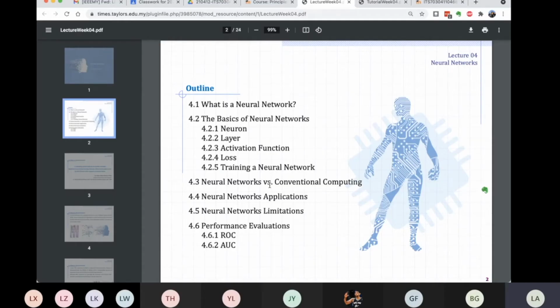In our lecture here, we will look at what is meant by a neural network, and the basics of neural networks. What are the components that we need to identify, that we need to know before we develop our own neural network? For example, we need to know what is meant by neuron, layer, activation functions, loss, and how we're going to train our neural network.